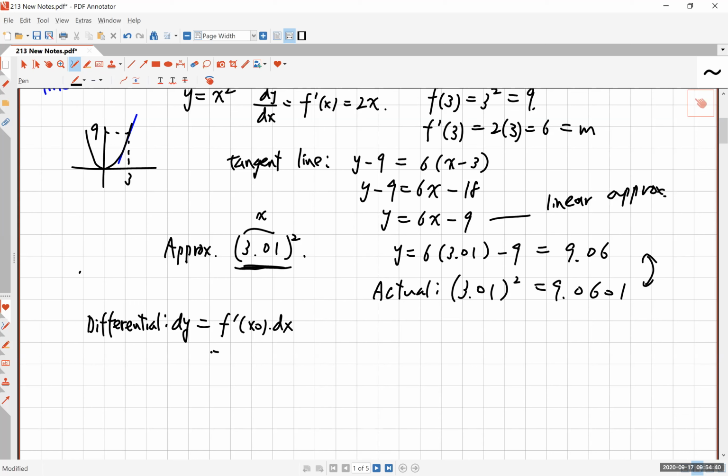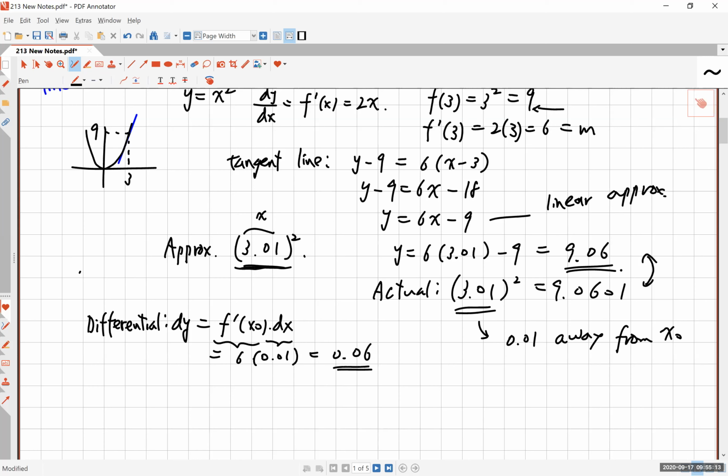All right. So the differential can be calculated this way. And so what is this in this particular situation? Well, remember, this was 6, and then dx, in this case, is 0.01 away from the point 3. So in this case it's 0.01. That's your dx. So this is 0.06, and that's the difference between the value 9 at the point x equal to 3, and this value here.